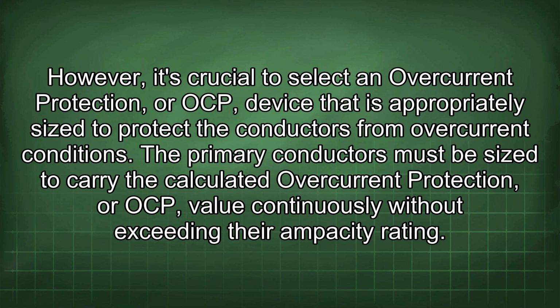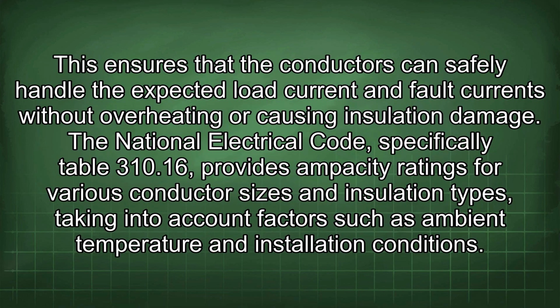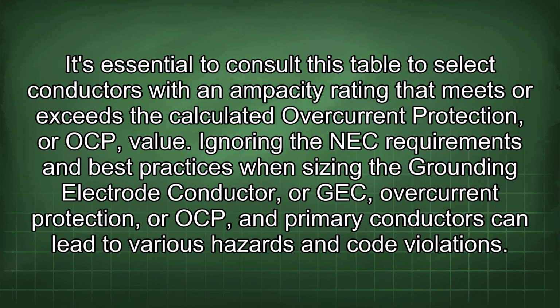The primary conductors must be sized to carry the calculated overcurrent protection, or OC, value continuously without exceeding their ampacity rating. This ensures that the conductors can safely handle the expected load current and fault currents without overheating or causing insulation damage. The National Electrical Code, specifically Table 310.16, provides ampacity ratings for various conductor sizes and insulation types, taking into account factors such as ambient temperature and installation conditions. It's essential to consult this table to select conductors with an ampacity rating that meets or exceeds the calculated overcurrent protection, or OC, value.